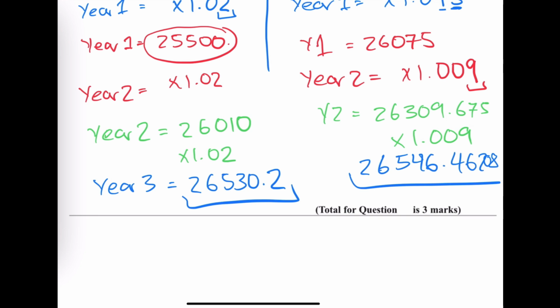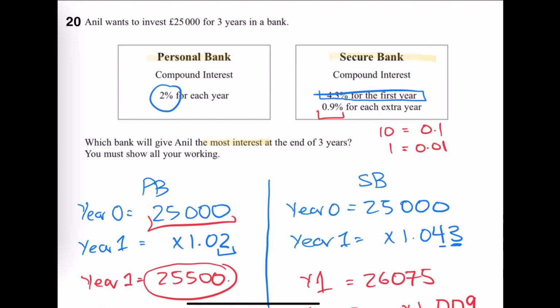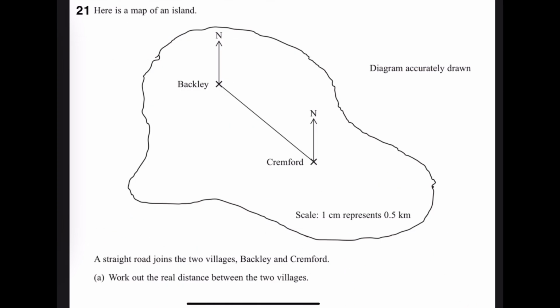Now all we have to do is see which one gets more money. We can see over here that it's this money at the end that is going to get more. Neil will get more using the secure bank, and this is just by £16. So he should go with the secure bank, and you should write a sentence at the end explaining why.